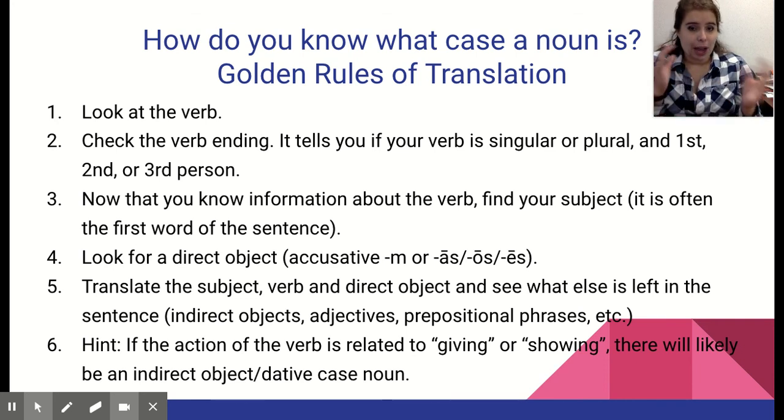So these passages are going to have a lot of dative case nouns in them, especially, again, look for those verbs of giving and showing and handing over. Those are a lot of our new verbs in this chapter. So when you see those verbs, that's your clue that there's probably an indirect object in the dative case in that sentence.